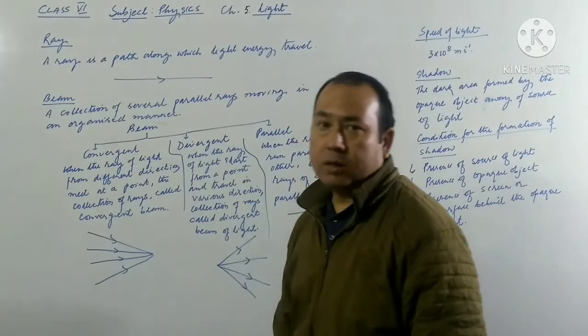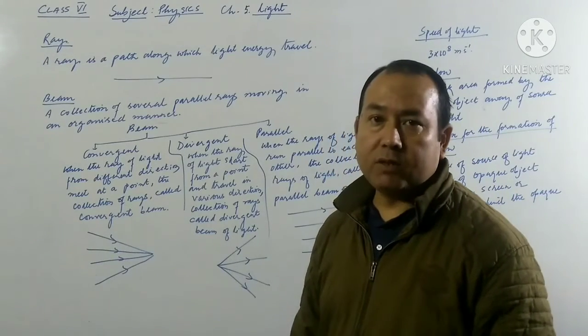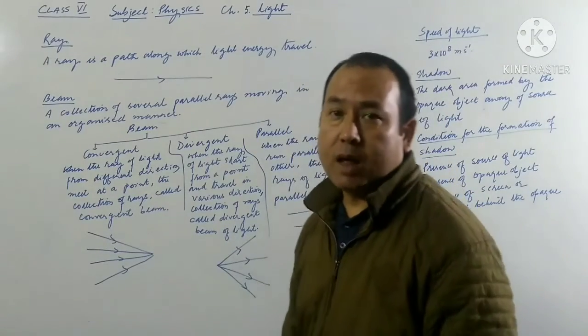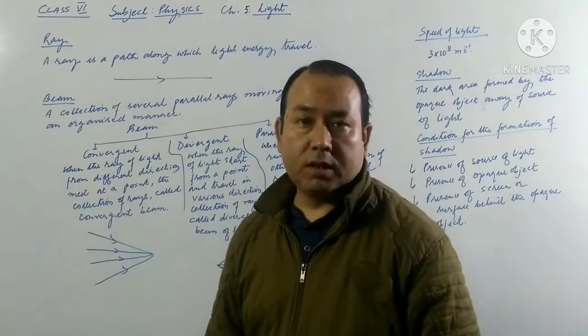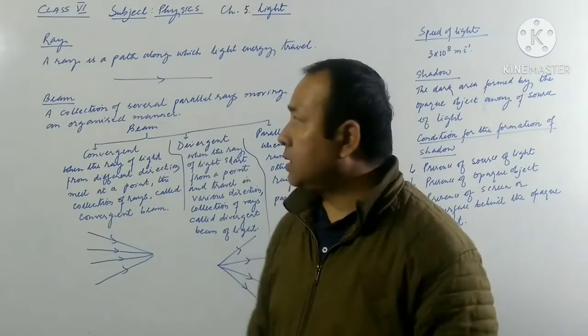So today we'll be learning some more interesting terms like ray, beam, and the different types of beam. And then after that, we'll be discussing the speed of light, and we'll discuss the term shadow. So let's start today's class.